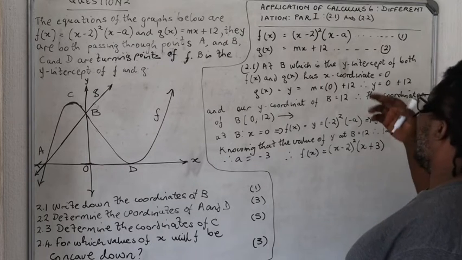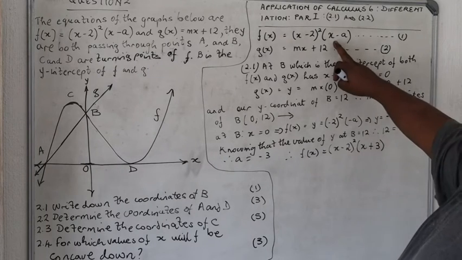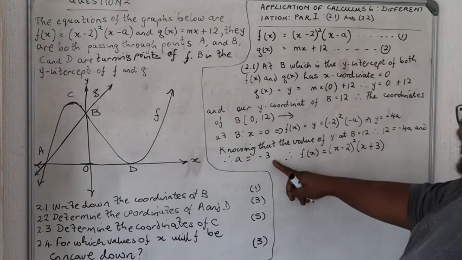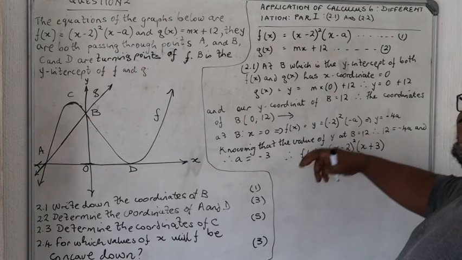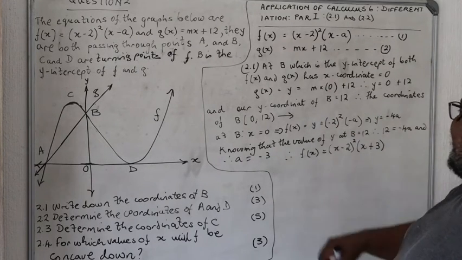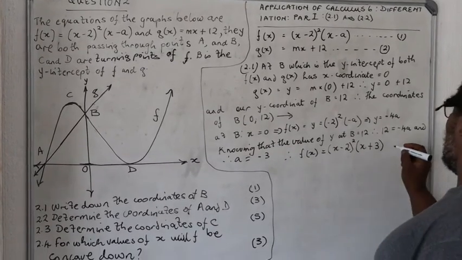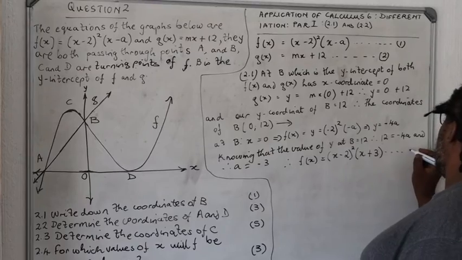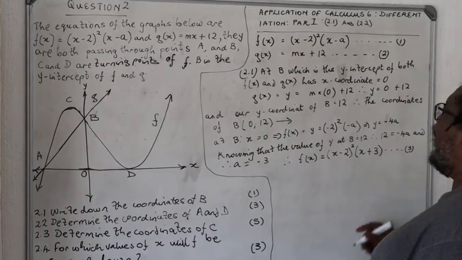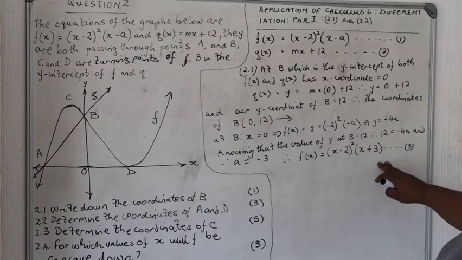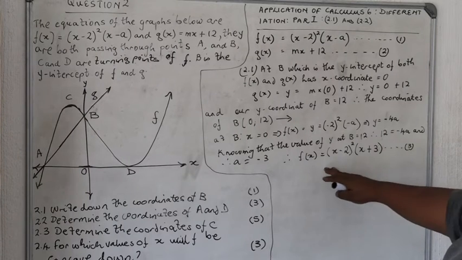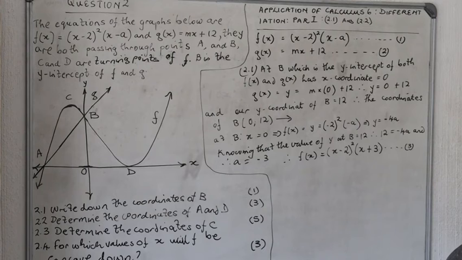You should realize how we got the plus 3. It is minus, and the value of a is minus 3. So it's a minus 1 times a minus 3 that gives us a plus 3. And we can call this our equation 3, and we already know what the value of a is, and we have that equation there.